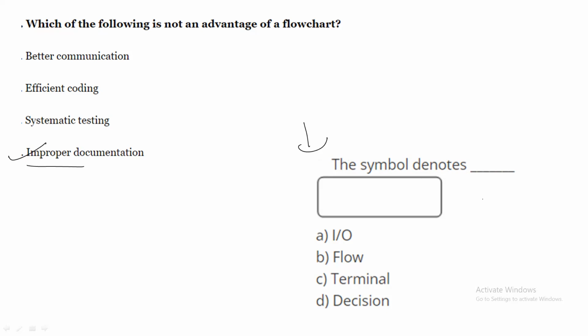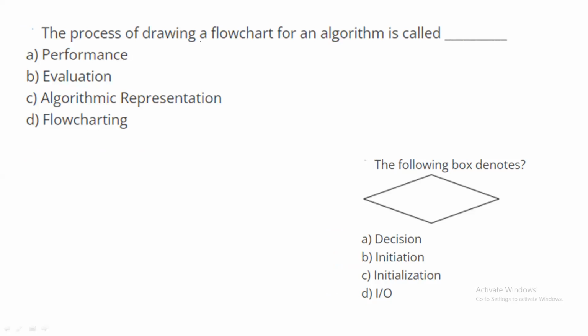Okay, so what does this symbol denote in a flowchart? This will denote a terminal, either start or end, right? So let's move on to the next question. The next question is: the process of drawing a flowchart for an algorithm is called flowcharting. If you are drawing a flowchart for a particular algorithm, it will be called flowcharting.